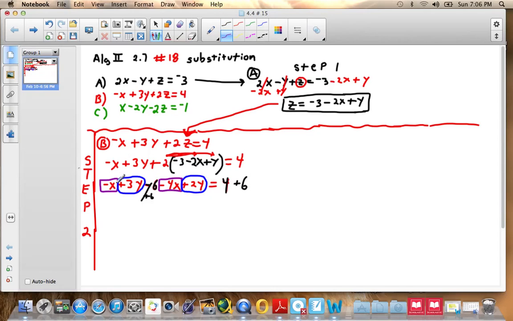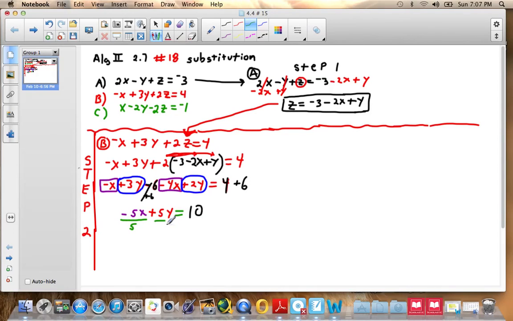So negative x minus 4x gives me negative 5x. Okay, and then my 3y plus my 2y gives me 5y. And this is going to be equal to, when I look at my last terms, my 4 and my 6 gives me 10. So I can look at this equation now. I have negative 5x plus 5y equals 10. And I can look at this and see that I can take a 5 out of all of them.